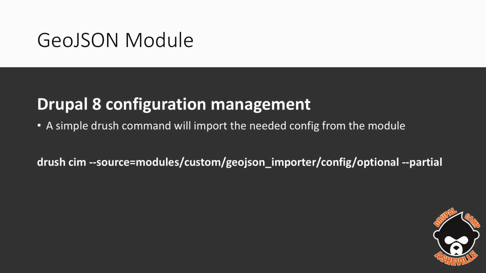All right, so another thing about the module that's really cool, this is a Drupal 8 thing, is configuration management. For the module and importing the GeoJSON, I knew that I needed to have certain content types in place. This thing is creating nodes of a certain content type. Well, what if they're not there? What if the site gets blown away, which actually happened during this process?